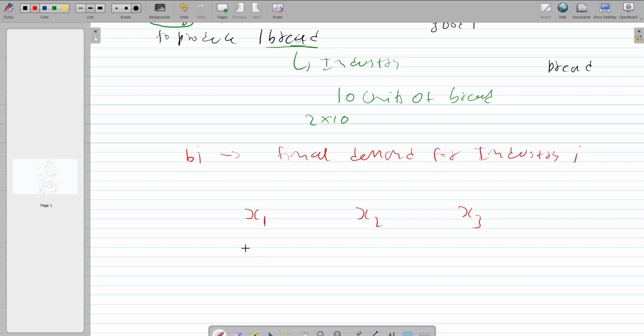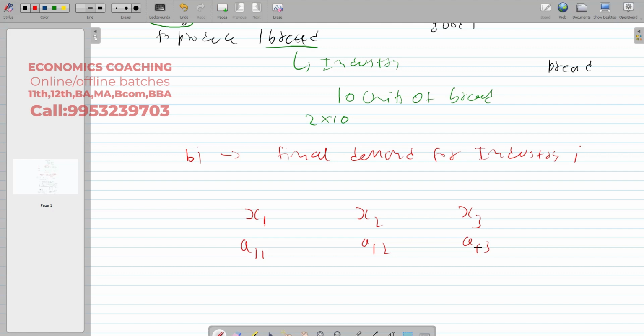Can you interpret what A11 means, A12 means, and A13 means? A11 means how many units of good 1 are needed to produce 1 unit of good 1, so how much demand there is in its own industry. A12 means how many units of good 1 are required to produce 1 unit of good 2, and A13 means how many units of good 1 are required to produce 1 unit of good 3. I hope this is clear.